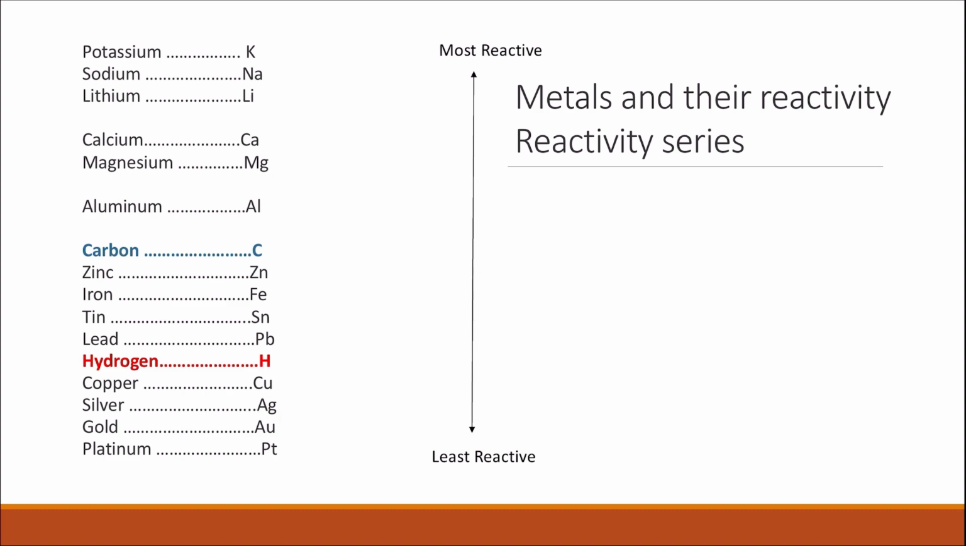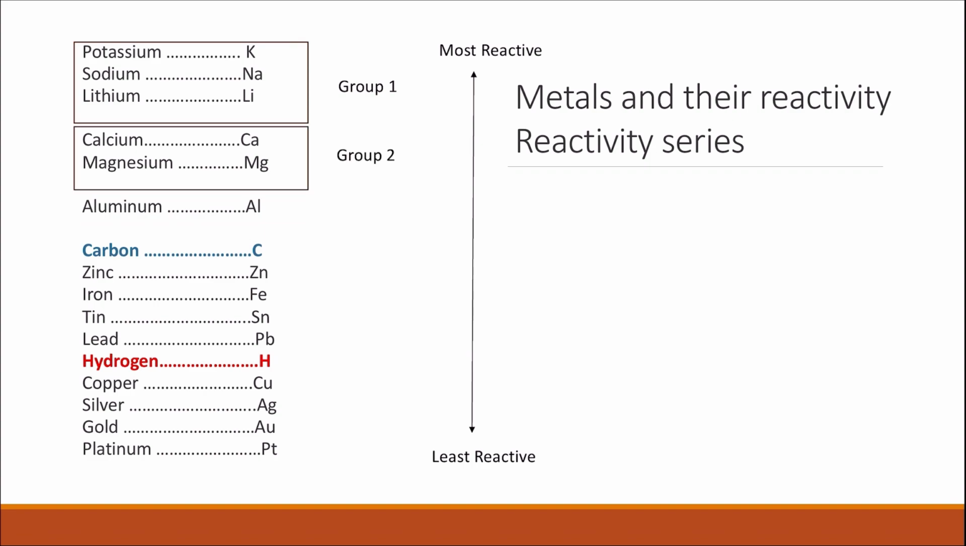So the first three metals in the reactivity series come from group 1 metals. And we know that in group 1, as you go down the group, their reactivity will increase. So we're going to place the first three members of group 1 metals in reverse order. So the most reactive one will be potassium, then sodium, then lithium.